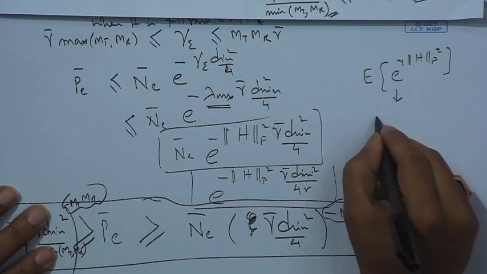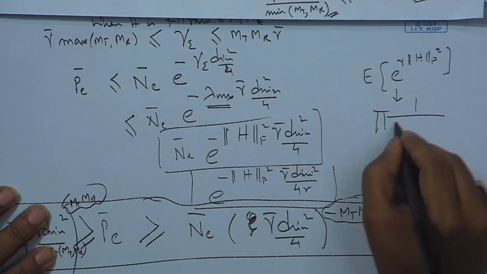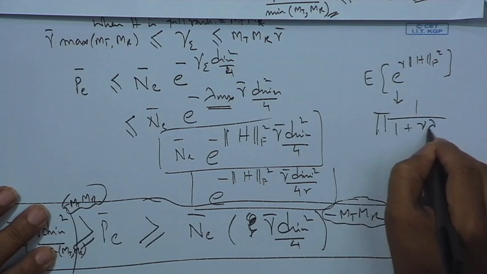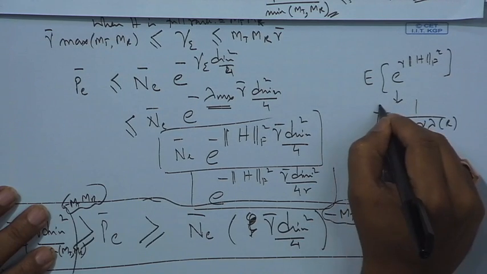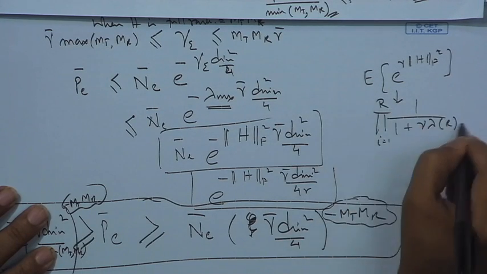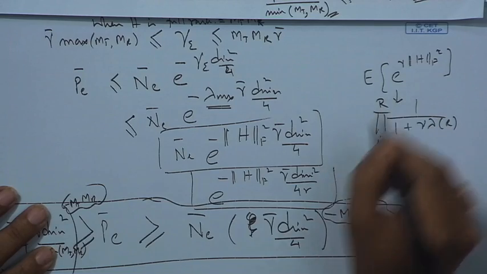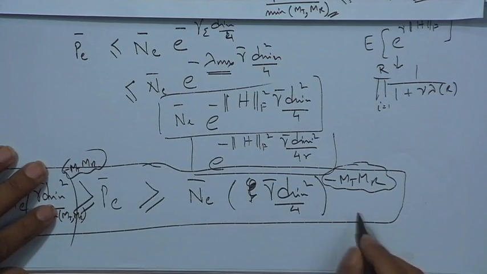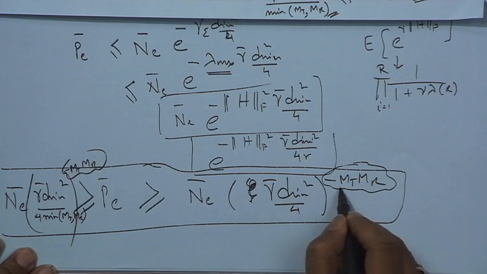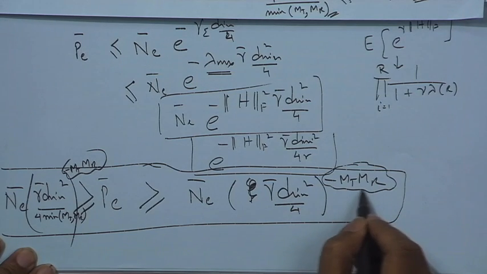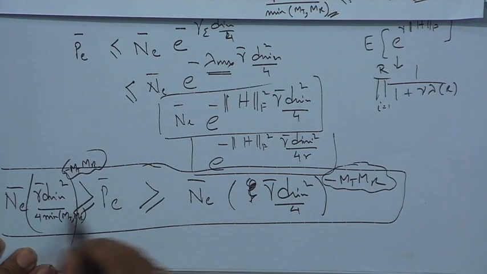This expression is what we are using, 1 by 1 plus nu lambda r, with i equals 1 to the size of r. So basically it's MT times MR in that case. The order of diversity that is gained is MT times MR, so the full order of diversity is achieved in this.